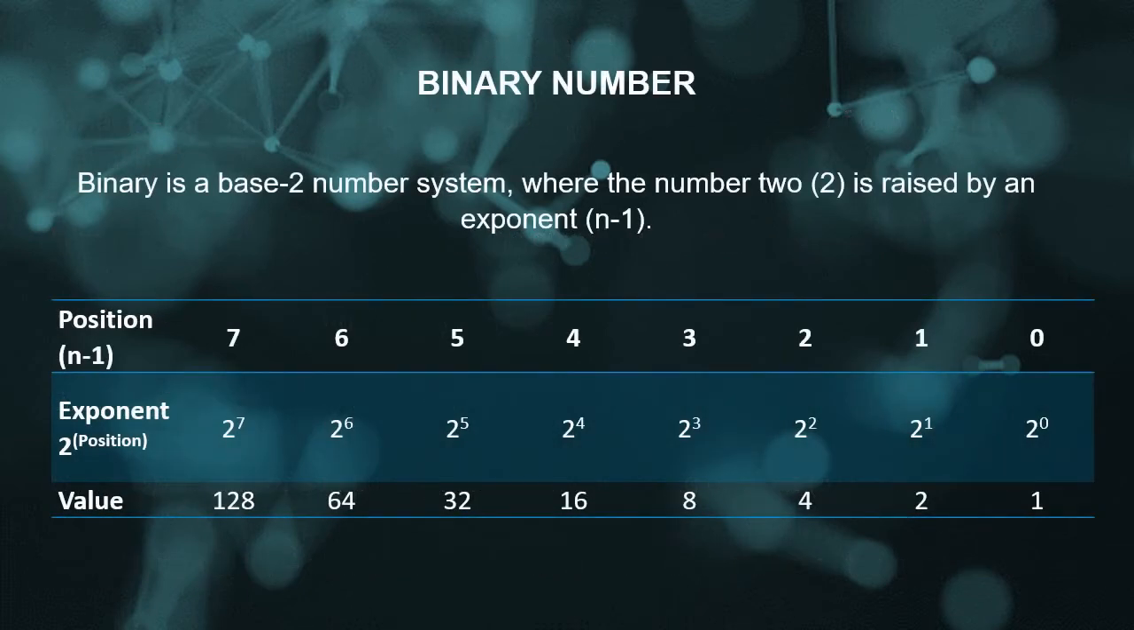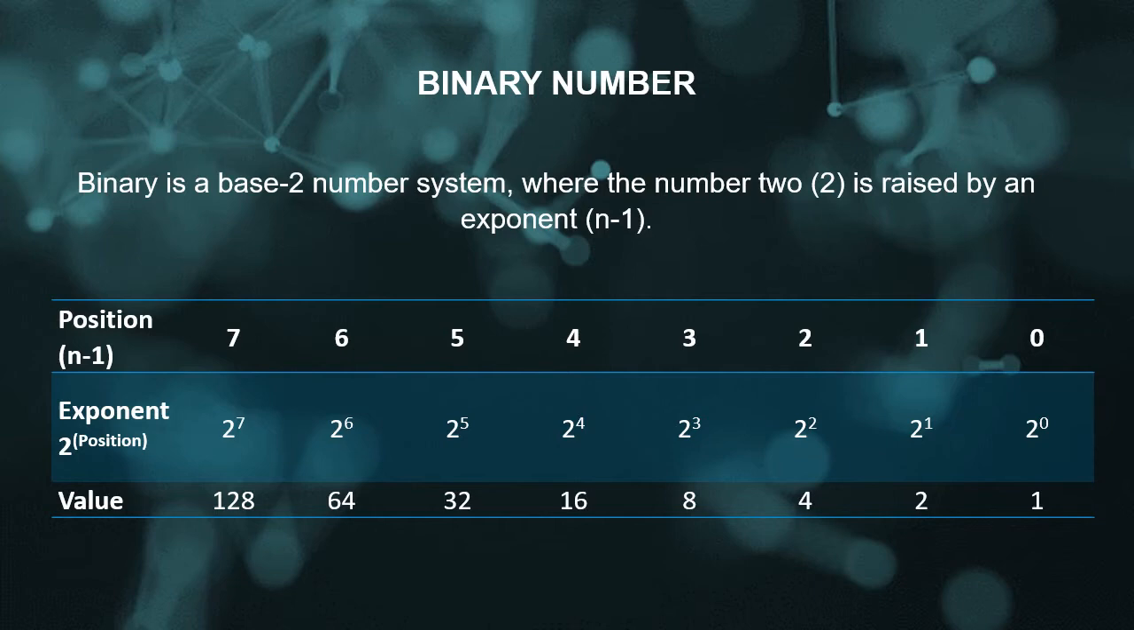Binary number. Again, when we say binary, it is a base 2 number system, where the 2 is raised by an exponent n minus 1. So as you can see here, we have 2 as the base, and it has its exponents from 0 to 7, but it could be more. If we recall in our math, any number raised to the power of 0 is equal to 1. Any number raised to the power of 1 is equal to its base, which is 2.